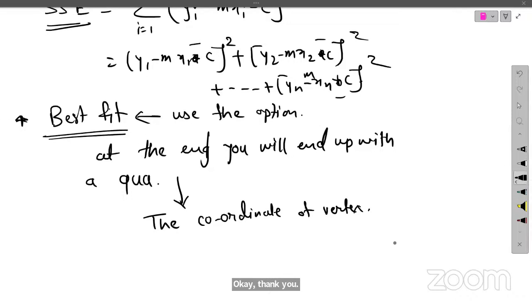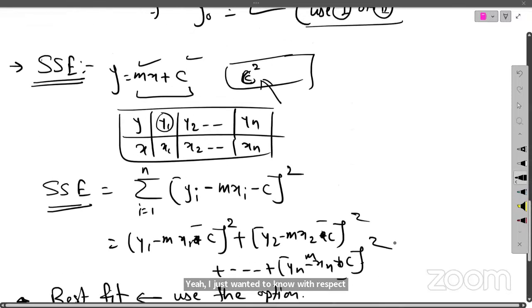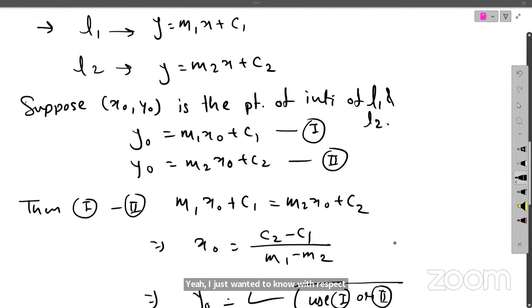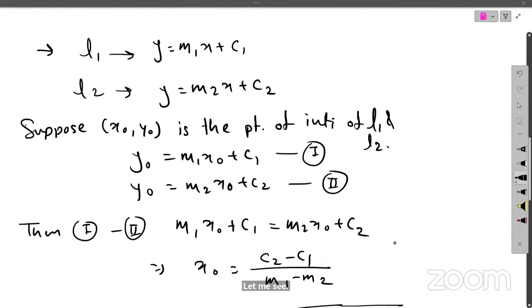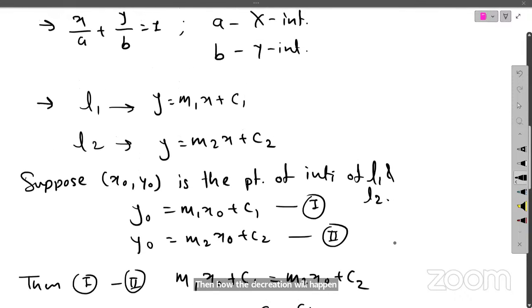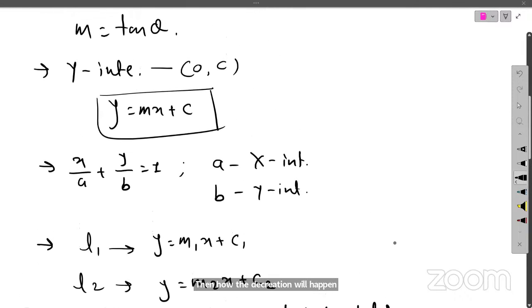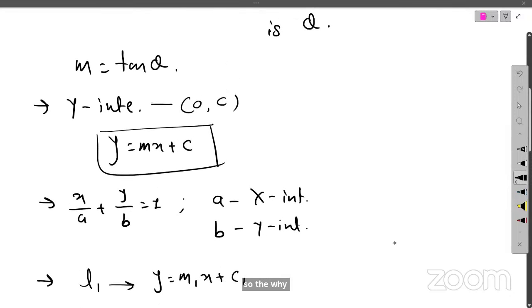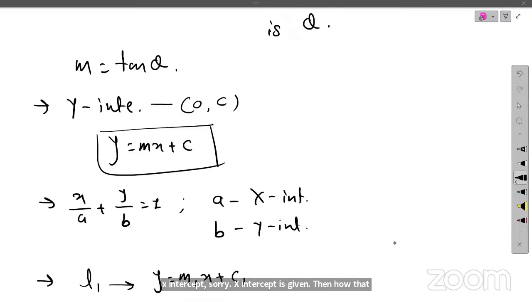I just wanted to know, with respect to the x-axis, if the coordinates are given, then how will that equation y equals mx plus c work? If the x-intercept is given, then how will that formula change? I think it will change a little bit. I mean, it depends.